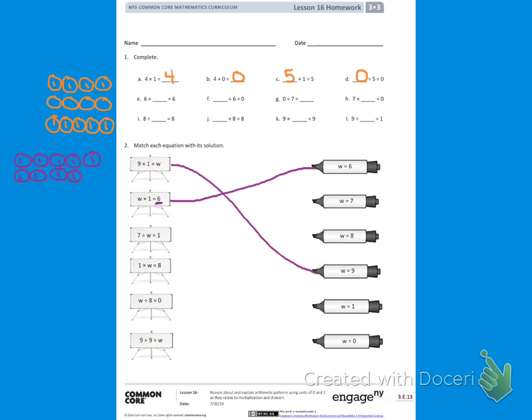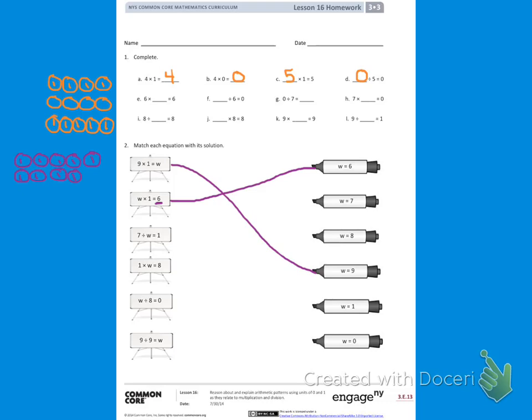Now what about the next easel? 7 divided by W equals 1? Well, if I had 7 items and I wanted each person to get 1, how many people or how many groups would I need?